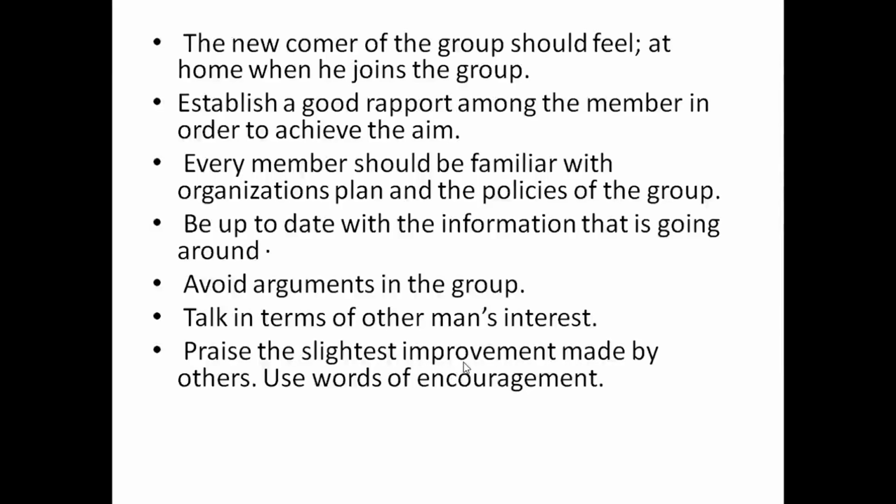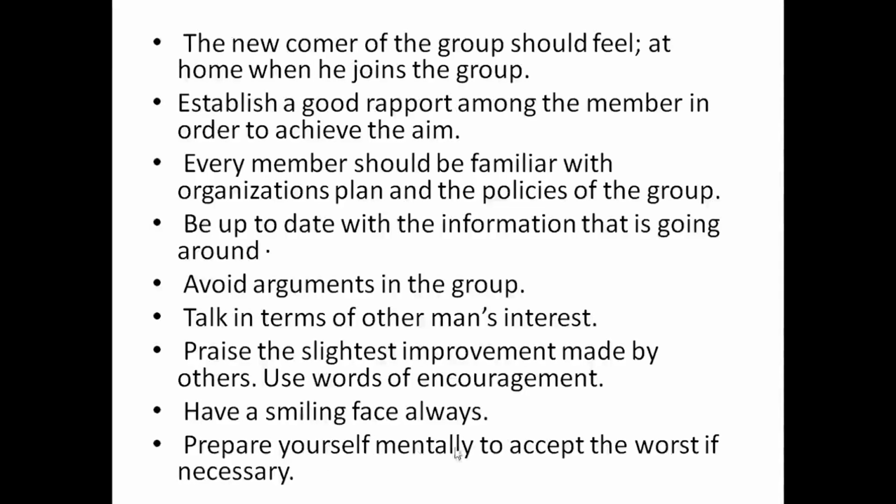Praise the slightest improvement made by others. Use words of encouragement. Have a smiling face always. Prepare yourself mentally to accept the worst if necessary. These are some of the principles of interpersonal relationship. Now we can see the characteristics of interpersonal relationship.